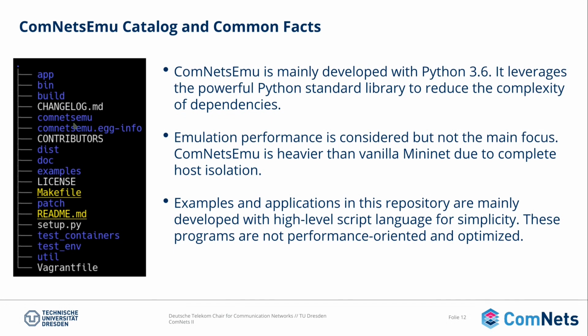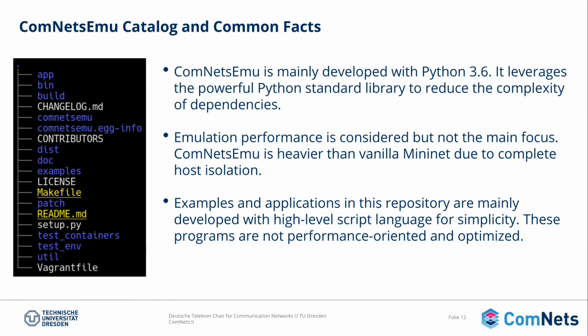The comnetsemu directory contains the source code of the ComNetsEmu Python package. The examples folder contains all example programs for functionalities of ComNetsEmu. The test_containers directory contains Dockerfiles and dependency files for the Docker host, so it's for the external Docker containers used in the emulator. The util directory contains utility and helper scripts. And the Vagrantfile contains the recipes to set up the development and experiment VM environment, which is the method we will use to set up the testbed.